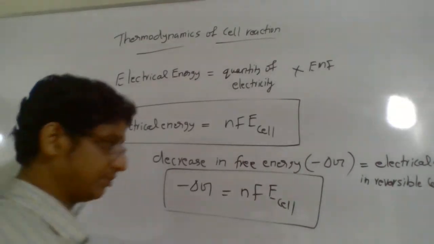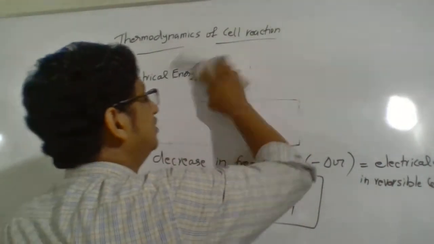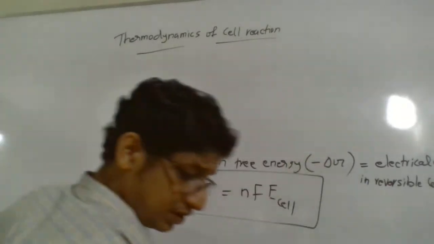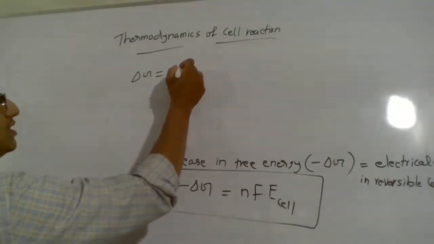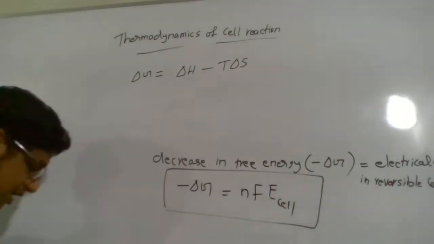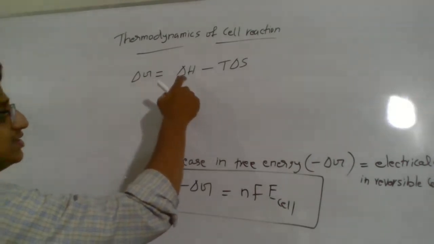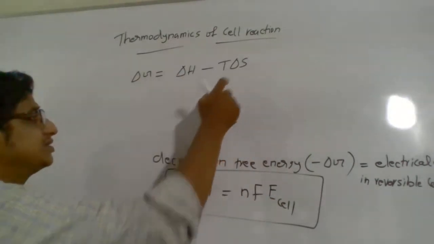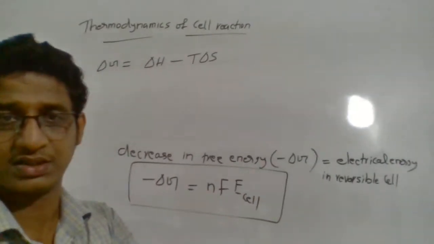Now let us continue from here, because we still want to derive more. Let us remember the equation for Gibbs free energy. Delta G is equal to delta H minus T delta S. This is the equation for Gibbs free energy, where delta G is the change in Gibbs free energy, delta H is the change in enthalpy of the reaction, T is the temperature, and delta S is the change in entropy. Let us keep that in mind. Okay.